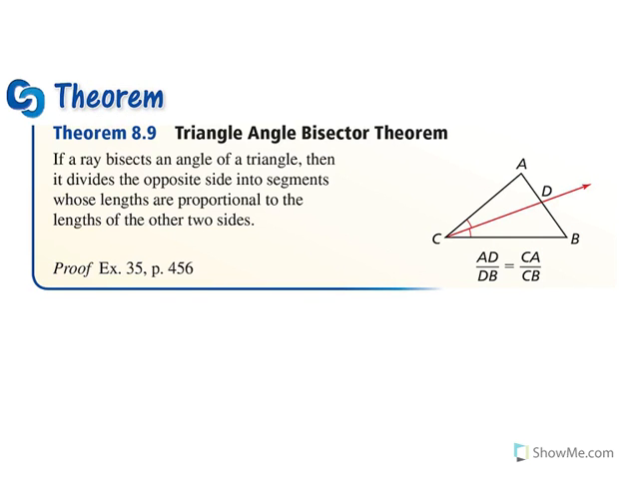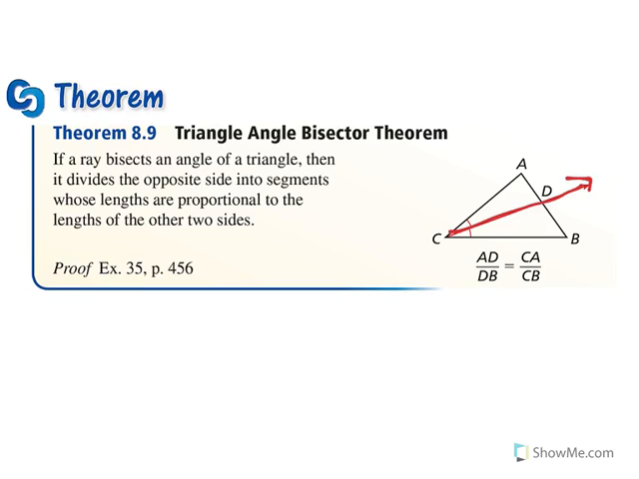And then we have one more theorem of proportionality. When we have a triangle, if we have a ray that's going to bisect an angle, so here we have ray CD is bisecting the angle ACB, then it's also going to create proportional segments on the other side. So the side that it cuts through here, it's going to make those parts proportional to the sides of our triangle. So the part that we created, AD, is proportional to DB, which can be equal to CA over CB.